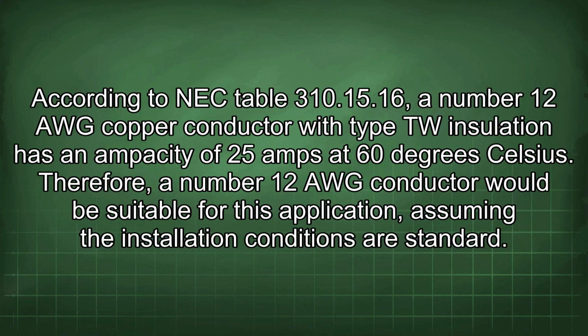According to NEC Table 310.15.16, a number 12 AWG copper conductor with type TW insulation has an ampacity of 25 amps at 60 degrees Celsius. Therefore, a number 12 AWG conductor would be suitable for this application, assuming the installation conditions are standard.